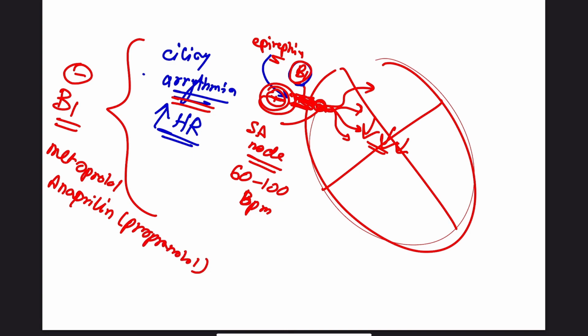But metoprolol only inhibits beta 1. Propranolol inhibits beta 1 and beta 2. Okay, how to memorize this? 2 P's: propranolol, 2 receptors. Metoprolol, 1 P, inhibits beta 1. So, okay, we can use either this drug or this one to treat the arrhythmia.